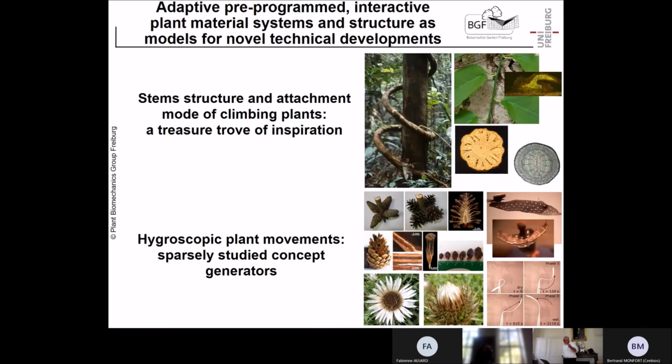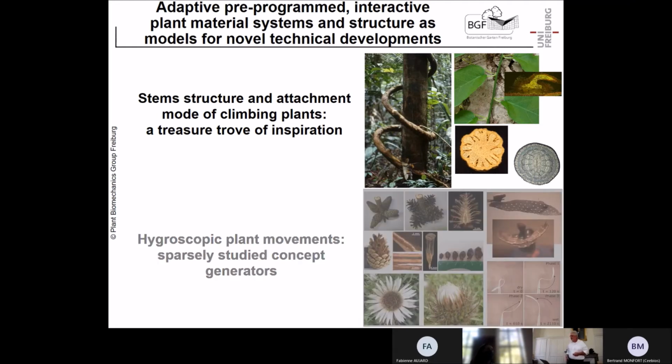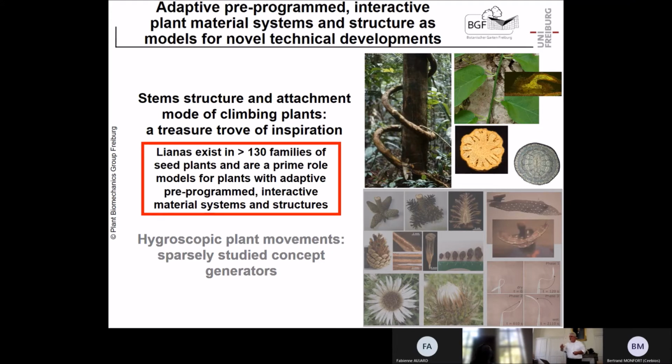I will give you several examples which are based on two role model types. One is stem structure and attachment of climbing plants, which are a real treasure trove for inspiration. I have worked a lot on climbing plants for many, many years. Lianas are, so to say, our pets among the plants, and the other role model is microscopic plant movements, which are still sparsely studied, concept generators. Let's start with the lianas, and let's ask, why are lianas so successful? Lianas exist in more than 130 families of seed plants and are prime role models for adaptive, pre-programmed, interactive material systems and structures. Lianas have evolved probably more than 500 times independently.